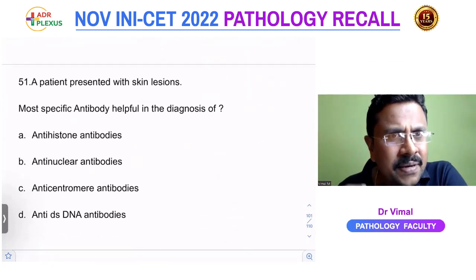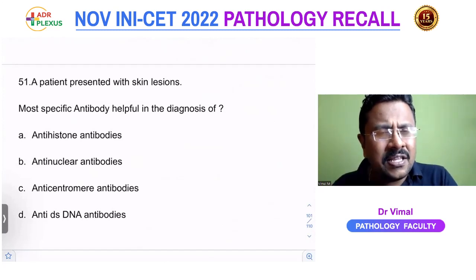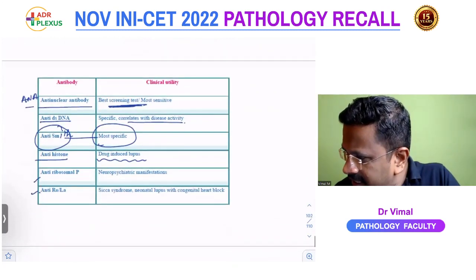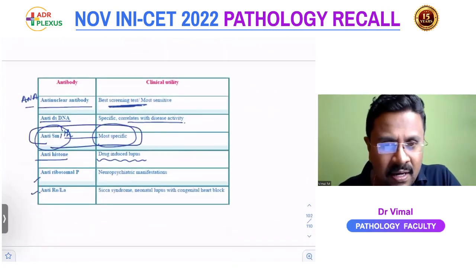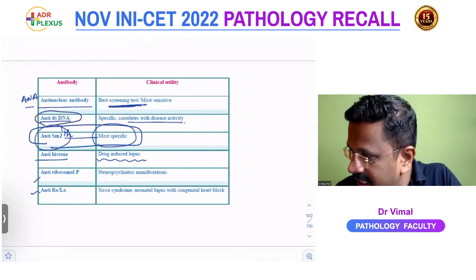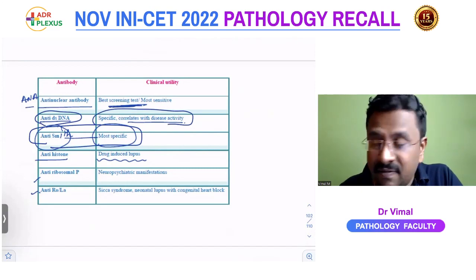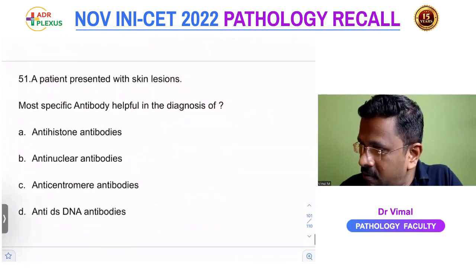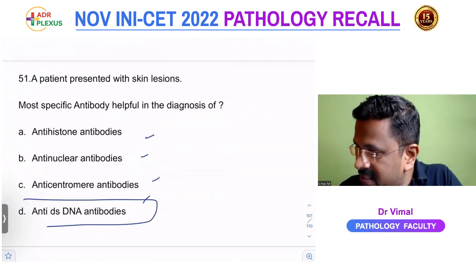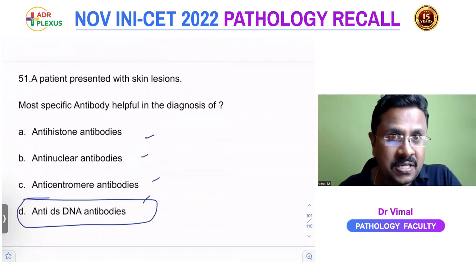The next question: a patient presented with skin lesions. They have shown you some erythematous skin lesions pointing towards SLE, and they were asking for the most specific antibody helpful in the diagnosis. If you remember, anti-Smith will be the most specific one, and the next specific in SLE is anti-double stranded DNA, which is specific and also correlates with disease activity. So out of the antibodies given in the options, the anti-double stranded DNA antibodies are the most specific one.